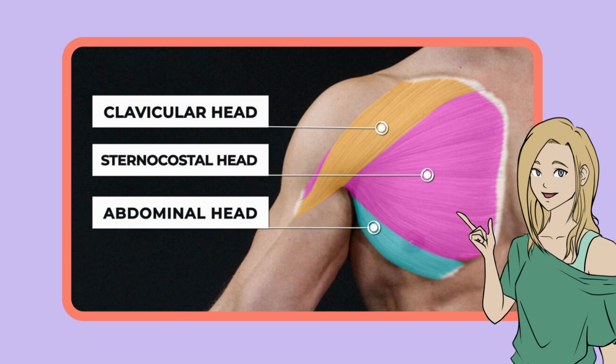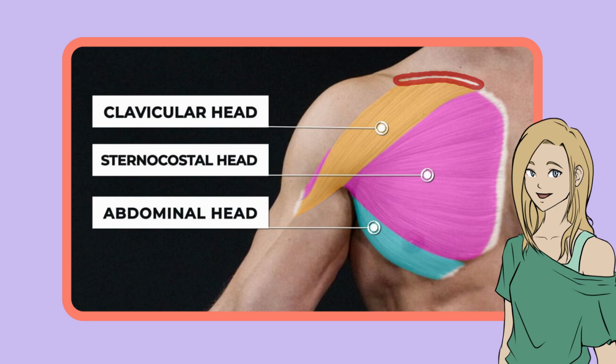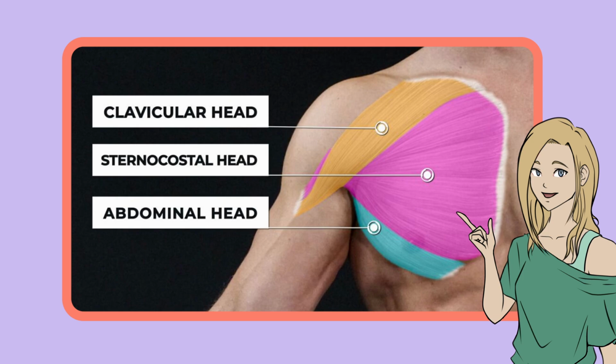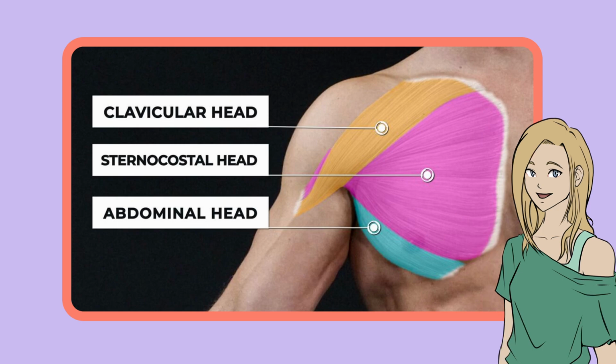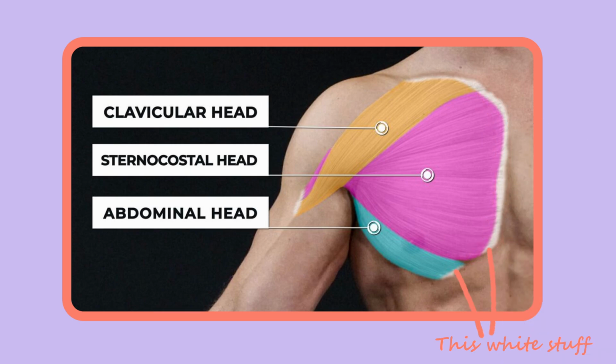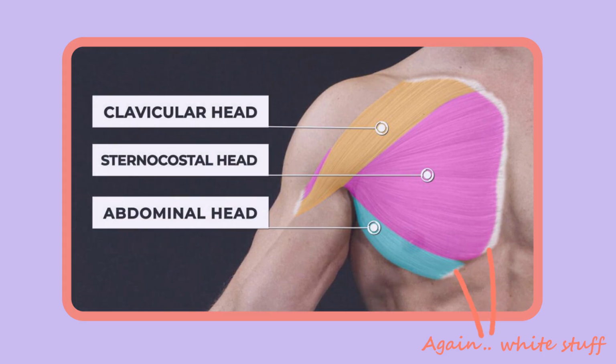The upper part is called clavicular head, and it begins at the front of the inner half of the clavicle. The middle part, and also the biggest part, is called the sternocostal head. It originates from the front of the sternum, the upper 6 ribs, and the sheet of connective tissue called the aponeurosis of the external oblique muscle. The lower part is called abdominal head, and it also starts at the aponeurosis.